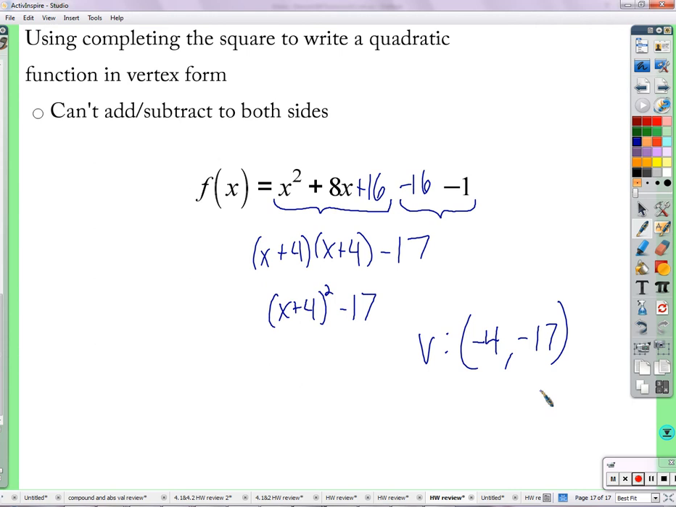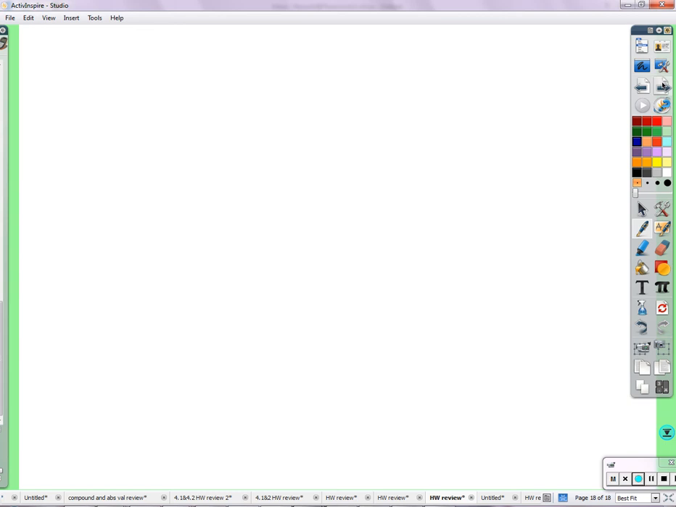Write any equation now in vertex form by completing the square. Yay. It takes just a second. Just do the scooch. Just do the scooch. Okay, let's try to scooch yourselves.